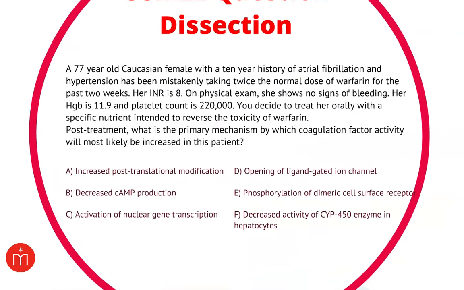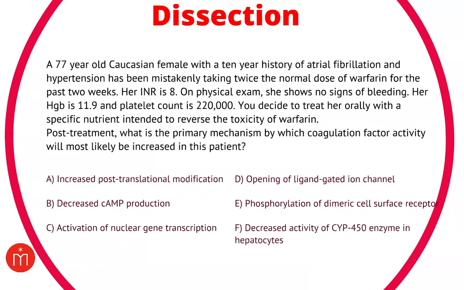I'll read it and give you a chance to read it along at home. A 77-year-old Caucasian female with a 10-year history of atrial fibrillation and hypertension has been mistakenly taking twice the normal dose of Warfarin for the past 2 weeks. Her INR is 8. On physical exam, she shows no signs of bleeding. Her hemoglobin is 11.9 and platelet count is 220,000. You decide to treat her orally with a specific nutrient intended to reverse the toxicity of Warfarin. Post-treatment, what is the primary mechanism by which coagulation factor activity will most likely be increased in this patient?